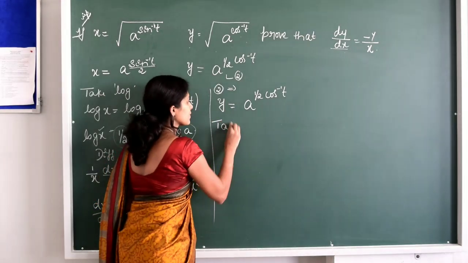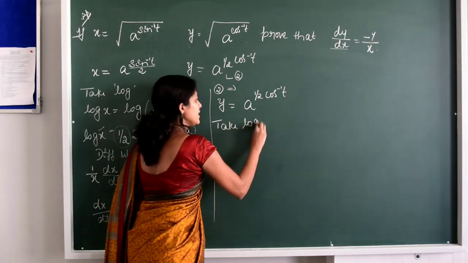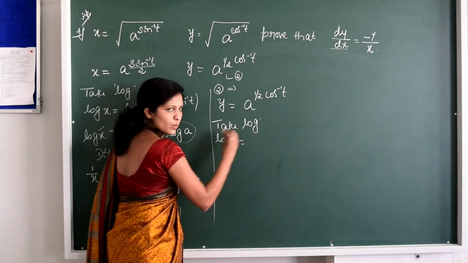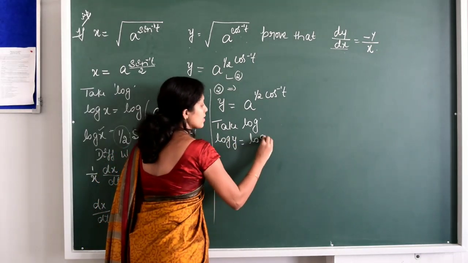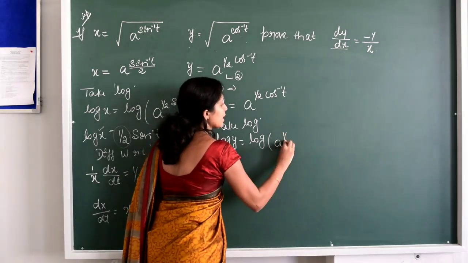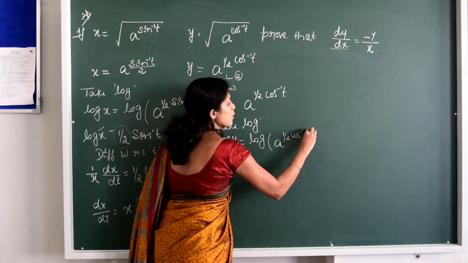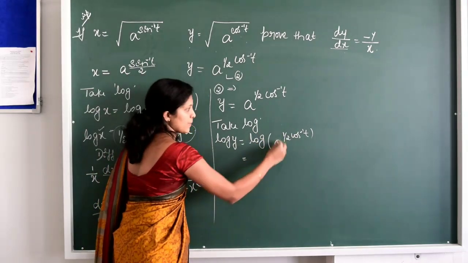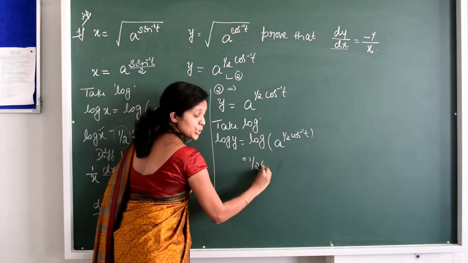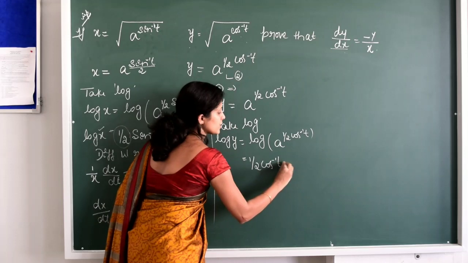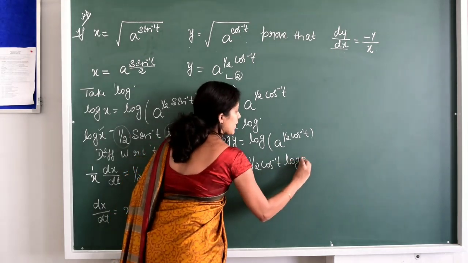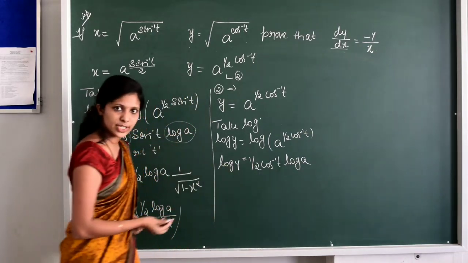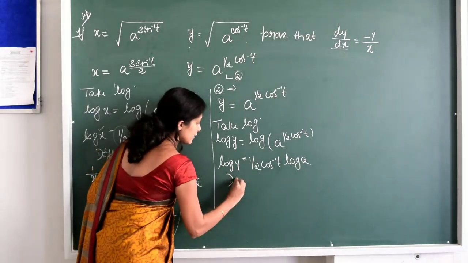We will take log on both sides. If I take log on both sides, this will be now log y is equal to log a to the power 1 by 2 cos inverse of t. Right? It's of the form a to the power m, so I can write 1 by 2 cos inverse of t into log a. Clear? Now we differentiate this with respect to t.